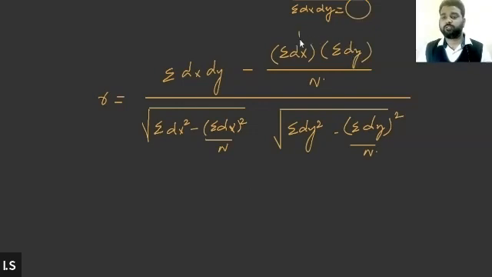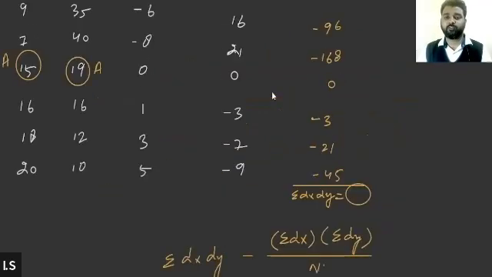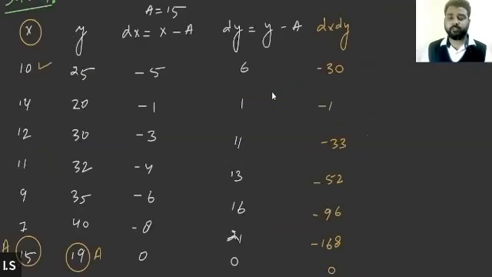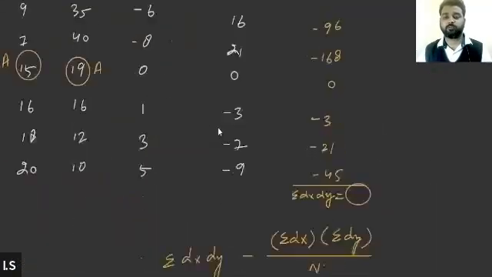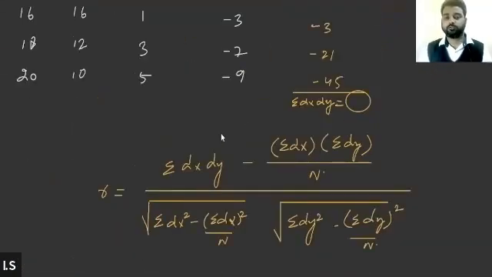So here you need sigma dx. That means you will have to total dx and multiply it with the total of the dy. So I think we have already found the value of dx. So this is dx. So what are we going to do? We will simply total the value of the dx. By totaling the value of the dx, you will be able to get sigma dx. And by totaling the value of the dy, you will be able to get sigma dy.